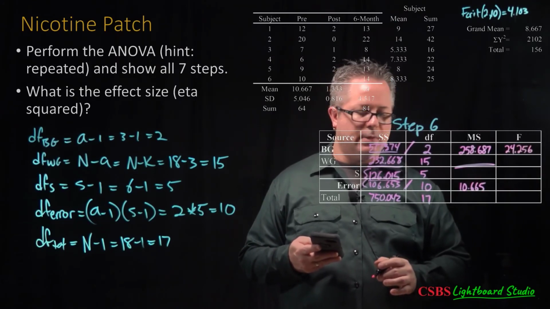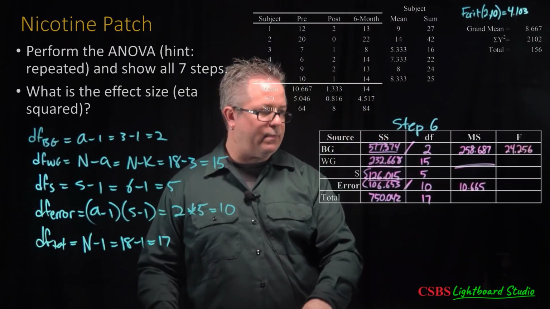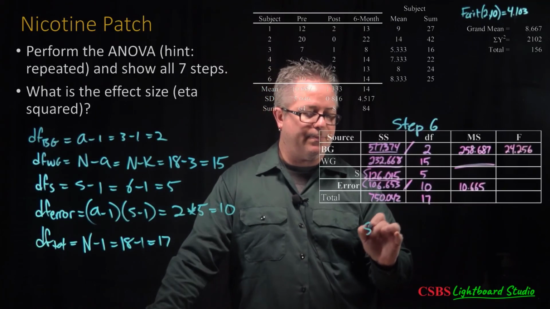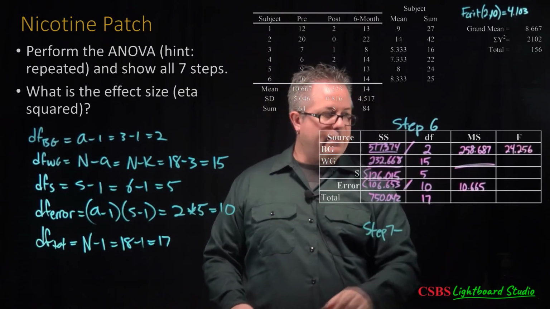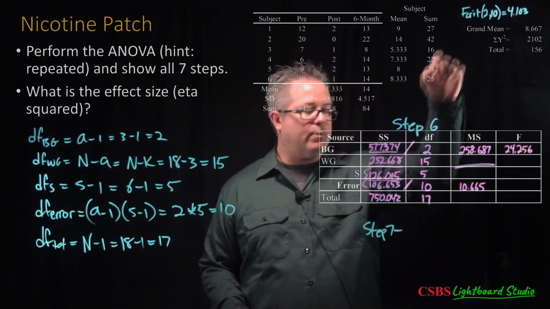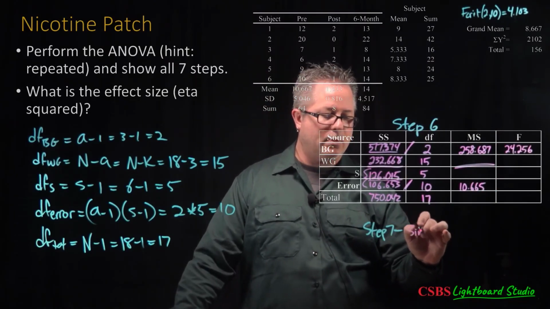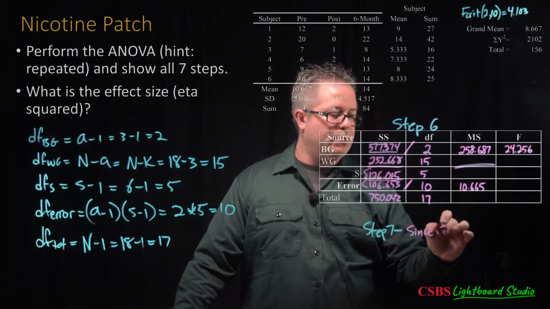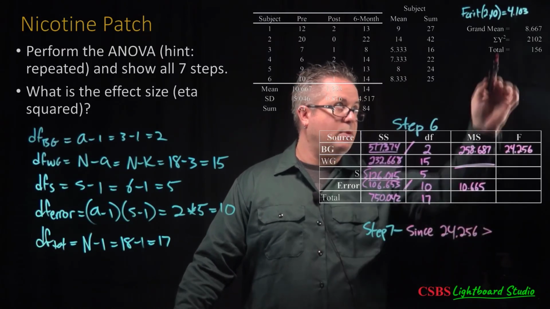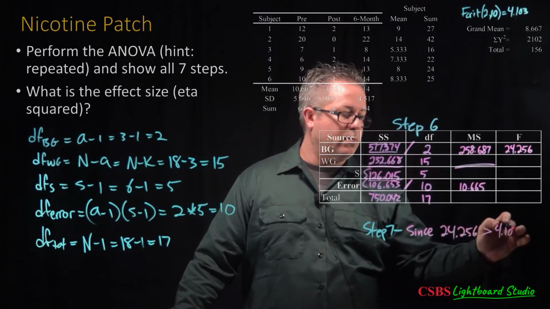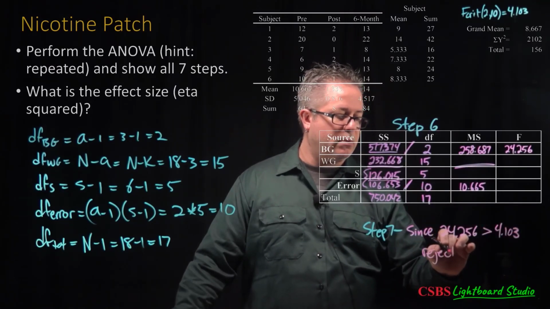So we can jump straight to the last step of the hypothesis testing parts, step 7. Because we now have our F observed, and we have our F critical from before, so we can finish it up. Since 24.256 is greater than our critical value of 4.103, we reject the null hypothesis.